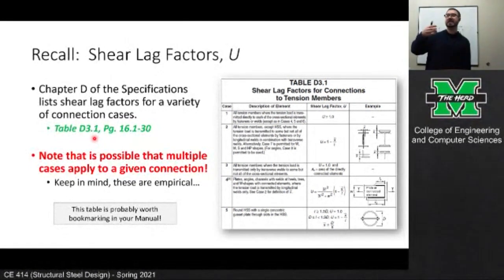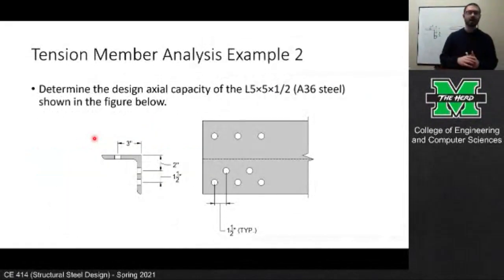And if you go to the example that we did in class on Monday, we actually did U calculations for a channel connected by the web, so you could just go off of that process. So just make sure that you're not blanketly repeating everything we do in a particular example, but reading the case and applying the case that applies to the problem in question.